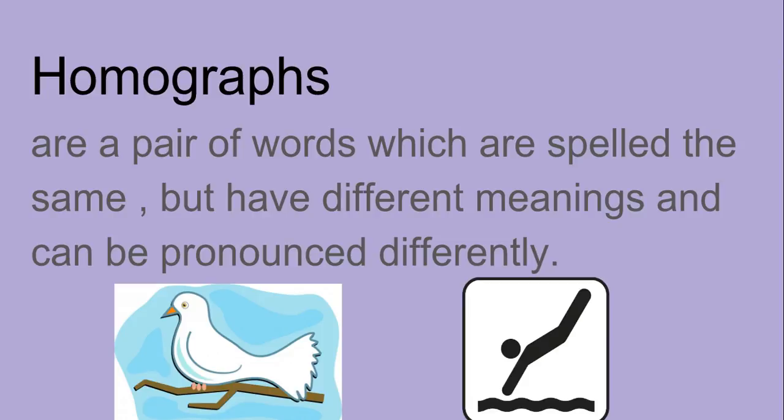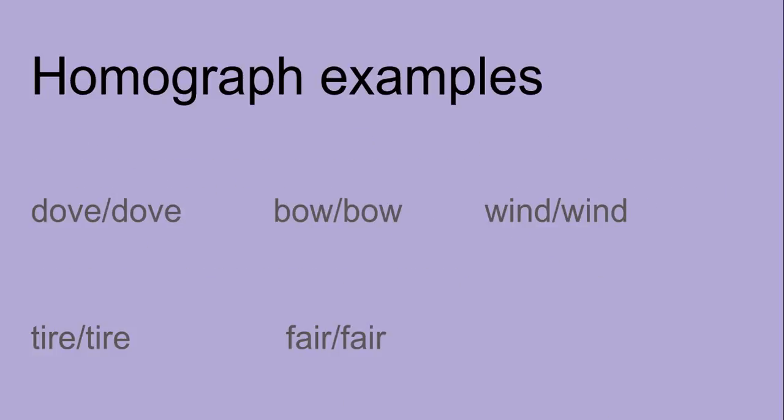Let's look at homographs. Homographs are a pair of words which are spelled the same but have different meanings and can be pronounced differently. As in our example of pictures here, we have dove and dove. Those are the first two words here. You'll see they're spelled the same. They have different meanings, different pronunciations.